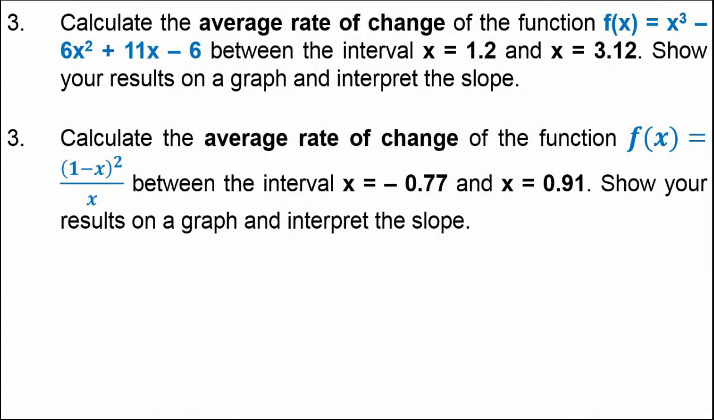Number 3, calculate the average rate of change of the function f(x) = x cubed minus 6x squared plus 11x minus 6 between the interval x = 1.2 and x = 3.12. Show your results on a graph and interpret the slope. Number 4, calculate the average rate of change of the function f(x) = (1 minus x squared) divided by x between the interval x = -0.77 and x = 0.91. Show your results on a graph and interpret the slope.